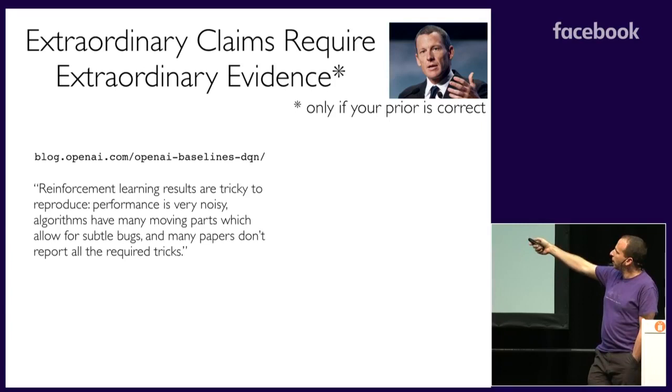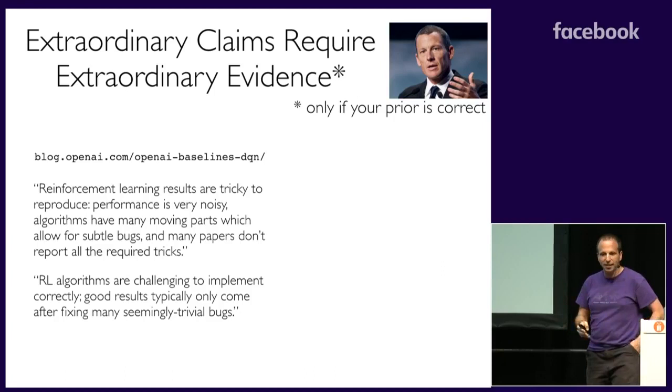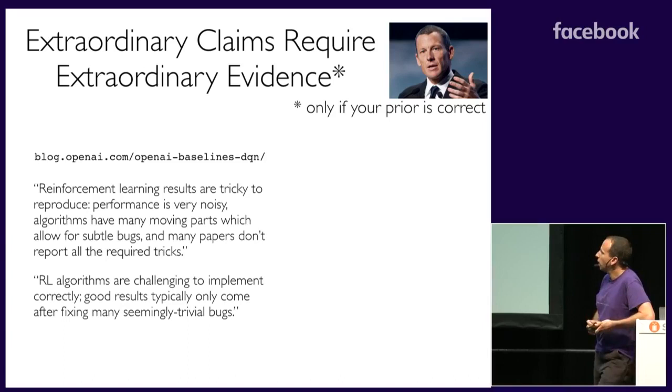They also say that reinforcement learning algorithms are challenging to implement correctly. Good results typically only come after fixing many seemingly trivial bugs. I would like to ask them what a bug is in this regard. And honestly, I don't know who would actually put that in a car.